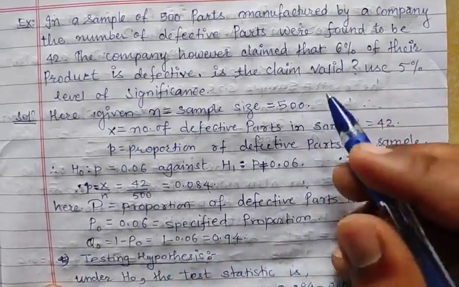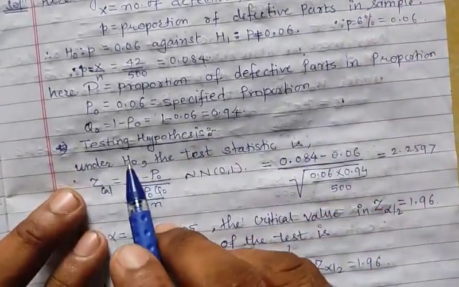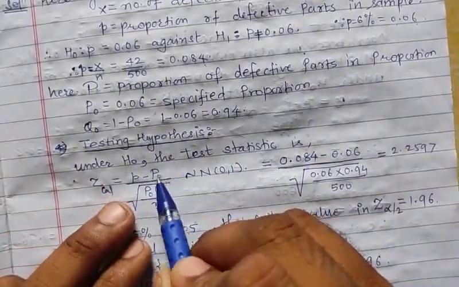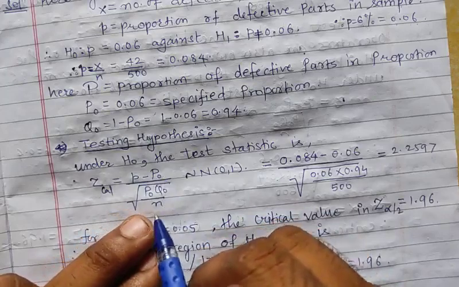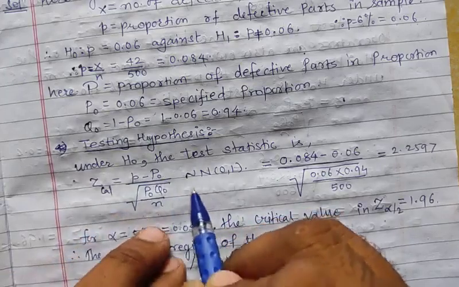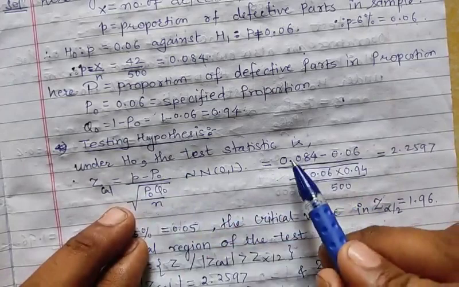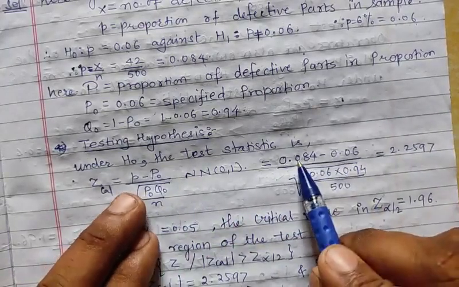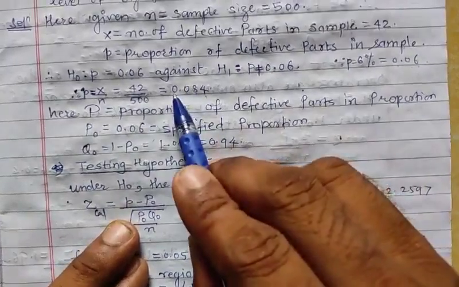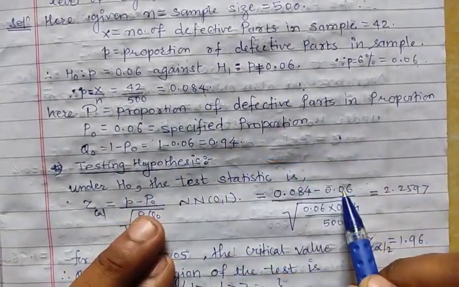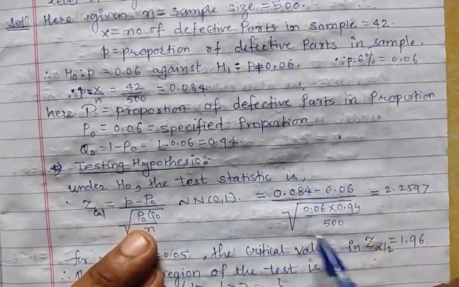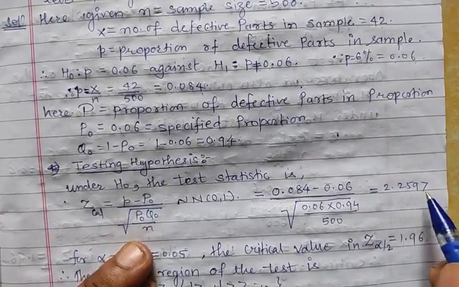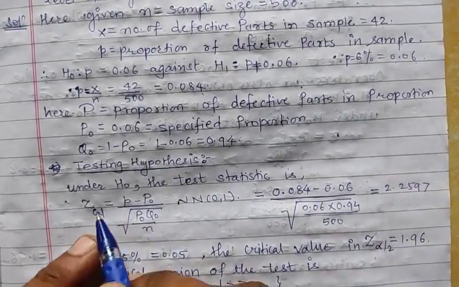Now, to test the hypothesis H0 against H1, the Z calculation has the formula small p minus p naught upon the square root of p naught Q naught upon n, which follows the standard normal distribution. Substituting the values, we get 0.084 minus 0.06. That's the value of small p and that's the value of p naught. After calculating on the calculator, we get 2.2597. That's the value of Z calculation.